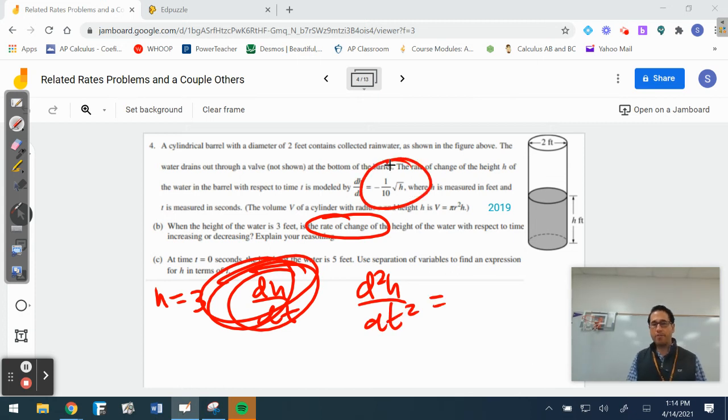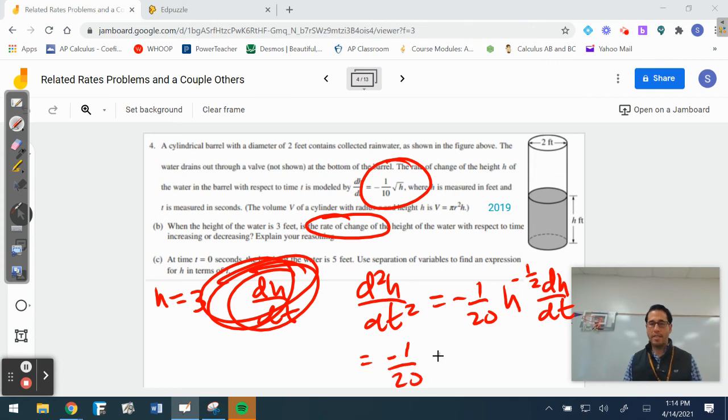And the second derivative, that would be h to the 1/2. I would drop that 1/2 and I would get this, but I better remember to chain it. So if I continue this, I get 1/20 h to the, that'd be like 1 over the square root of h.